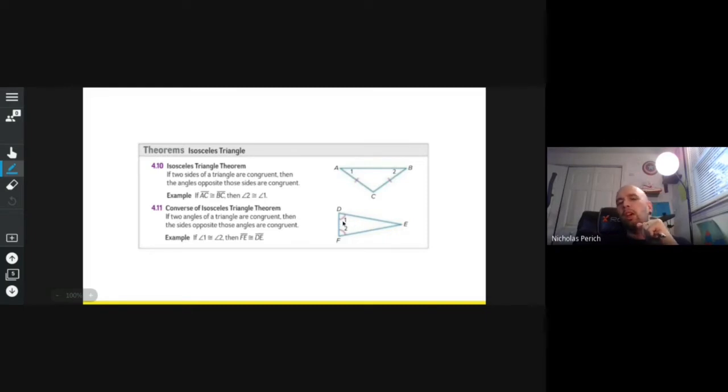In this case, if angles 1 and 2 are equal to each other, then DE and EF are equal to each other. As you can see, you don't have to wonder how to tell which ones are equal. Well, just look at it. You're not going to say DE and DF are equal. They don't even look the same.